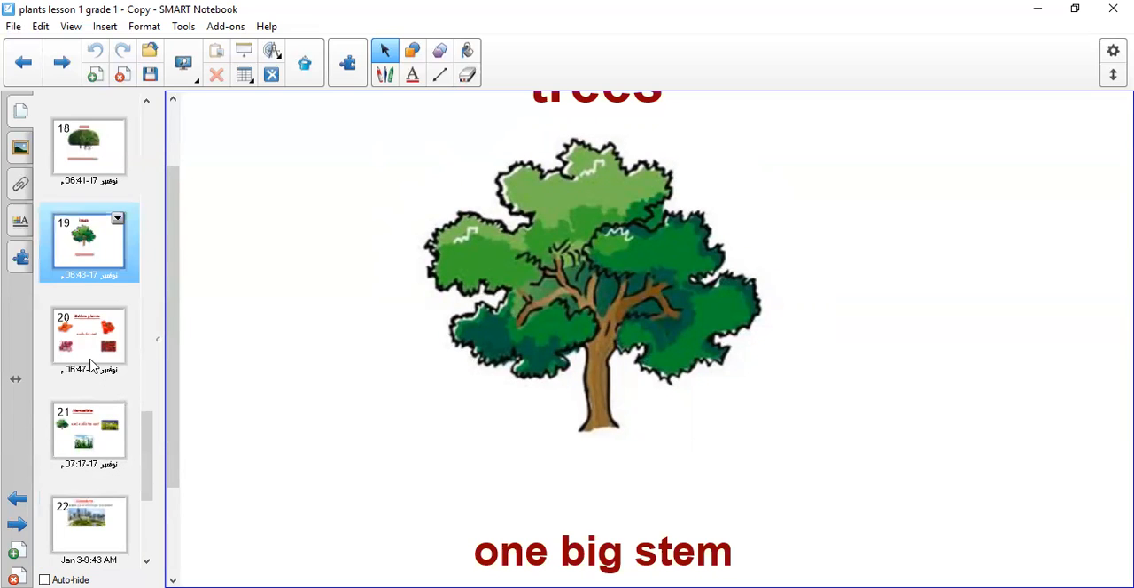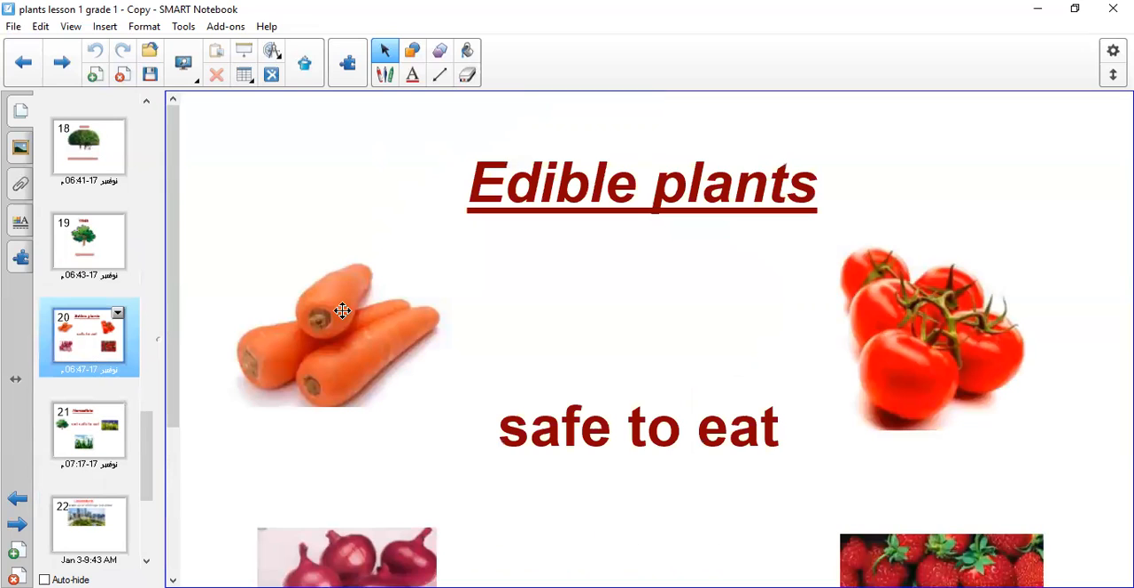Another way of grouping plants is that you can group them according to the plants that you can eat. Plants that we can eat, we call them edible. Repeat after me, edible. Edible means eatable. What is the meaning of edible or eatable, Miss Angie?